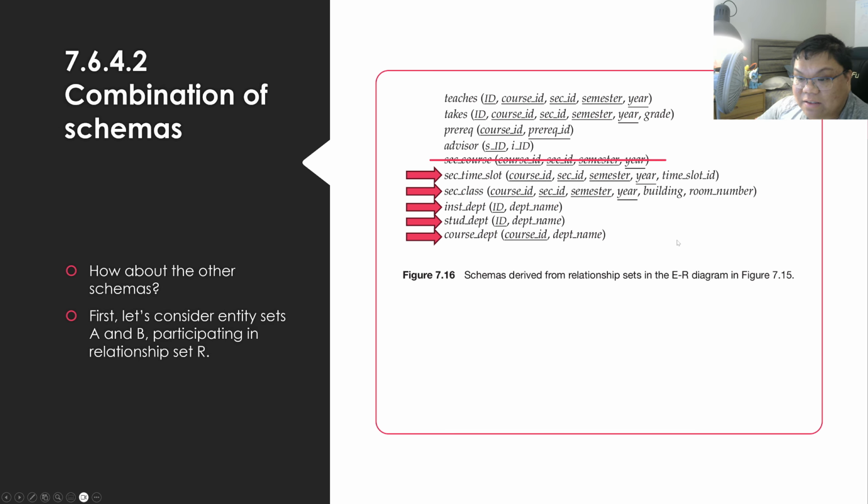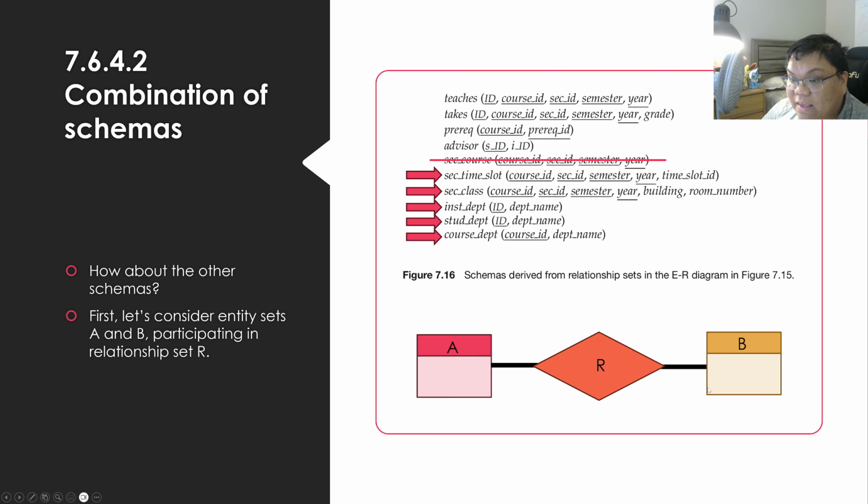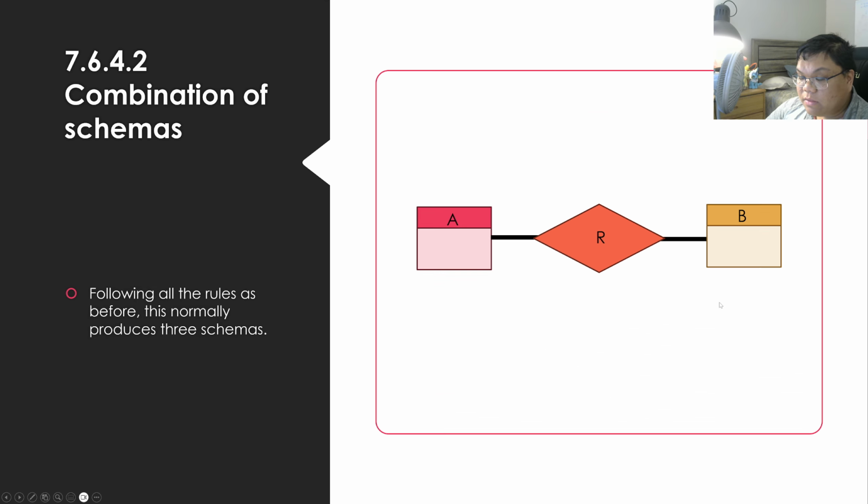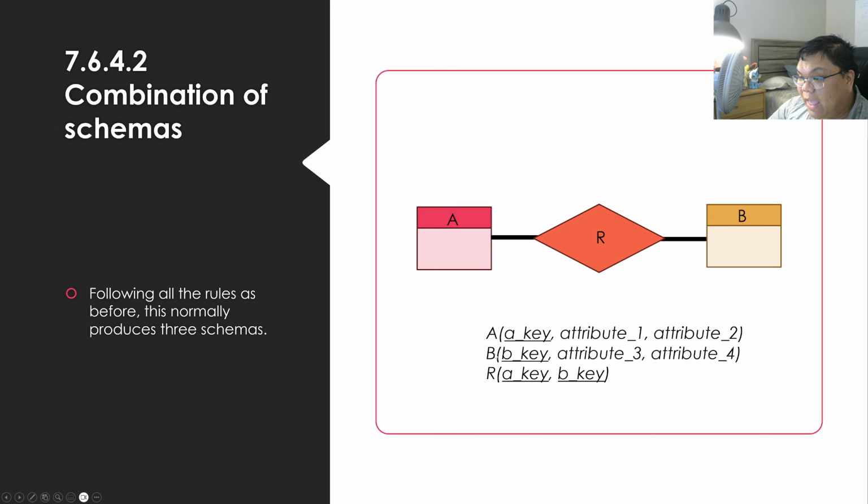How about the other schemas? Well, let's first consider entity sets A and B participating in relationship set R. Following all the rules as before, we then create schemas for A and B and R with the following attributes. Let's assume that A and B have 2 attributes each, and a third one each for their primary keys. That means the relationship set schema then has 2 primary key attributes.